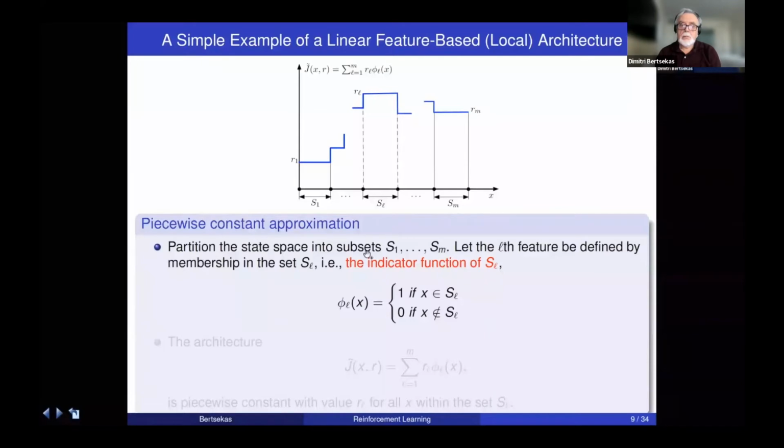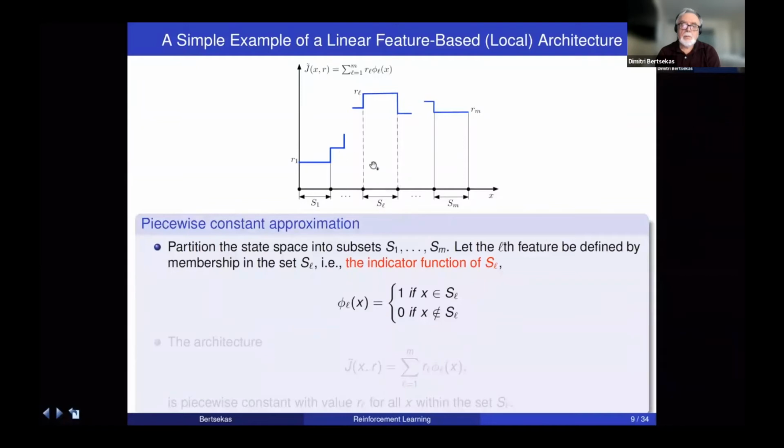We partition the state space into some subsets within which the approximation is going to be constant. And we define the Lth feature to be the indicator function of the Lth set, S_L. So this is the feature here. It is either 1 or it is 0. So for L, it is like that, with a value of 1. Okay, this is the level 1. At a different set, this is another feature, and another feature.